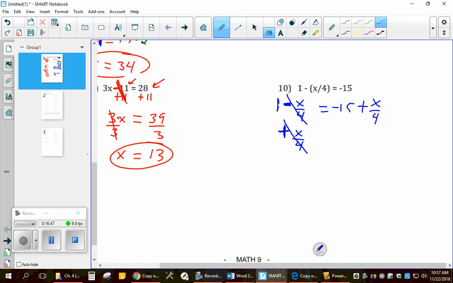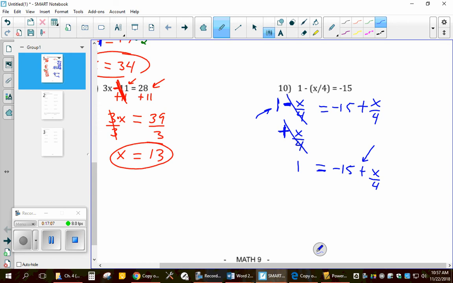Hopefully that made sense. All right, so if I clean this up, I've just got my equal sign in the middle. I've still got 1 on this side, so I've got 1 is equal to negative 15 plus x over 4. The reason I did that is because now this is positive. It just made it a little bit nicer. I don't have to deal with that negative later.